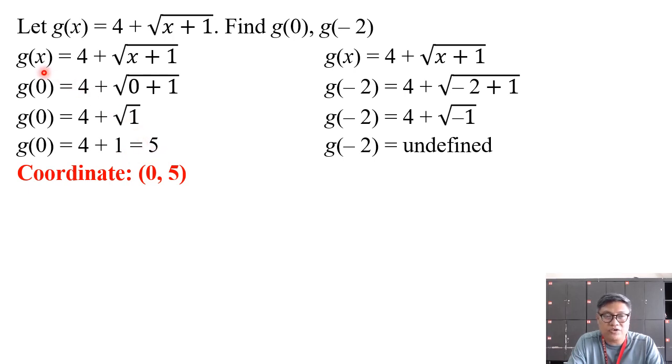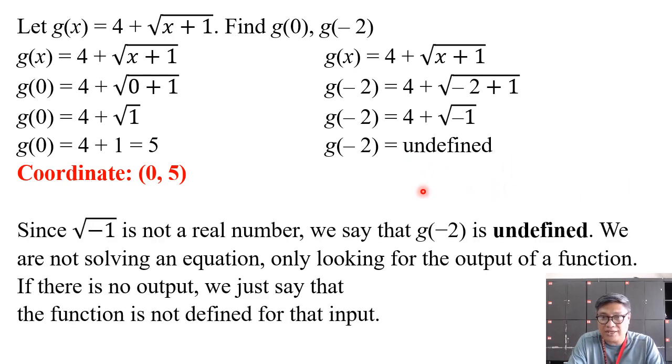So when the value of your x is 0, then the input is 0, then the output is 5. So we have an ordered pair which is 0 and 5. However, class, when the value of x to be inputted is negative 2, then the result is undefined. Now, why is this undefined, class? Because if you're going to take the square root of negative 1, the result is not a real number, but an imaginary number. So we just put here undefined because when we say undefined, class, it means that it is not defined under the value of negative 2 as an input.